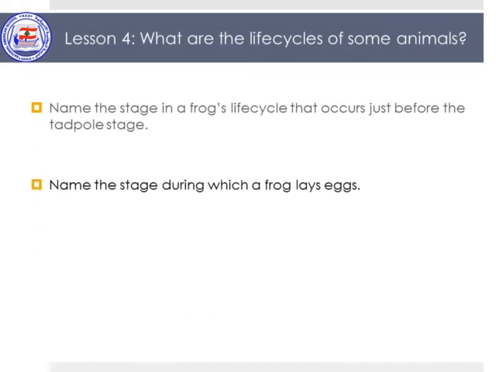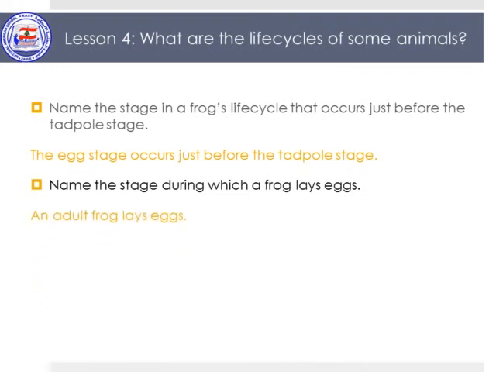The second question is to name the stage in a frog's life cycle that occurs just before the tadpole stage. Before the tadpole stage, we have the egg stage. The last question is to name the stage during which a frog lays eggs. So an adult frog lays eggs. Please don't forget to copy the questions and answers in your copybooks.